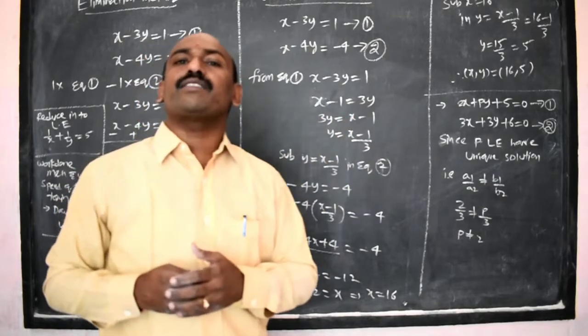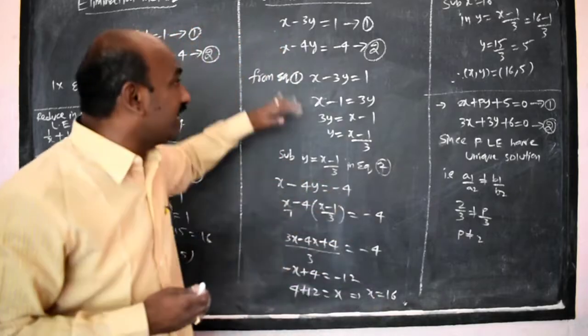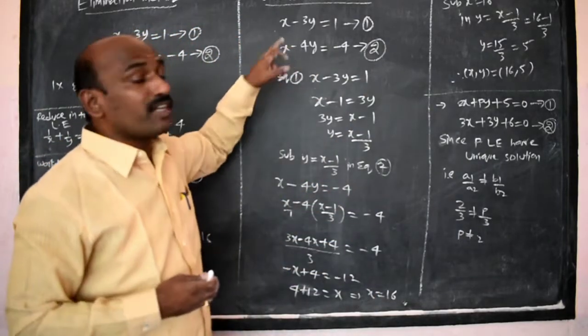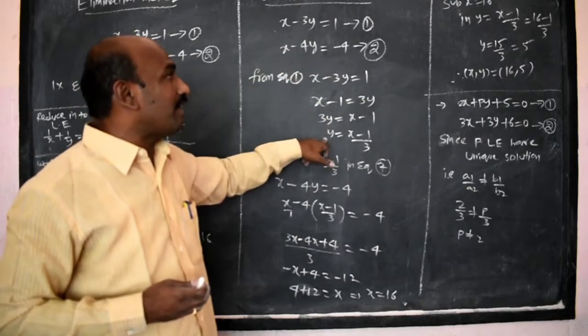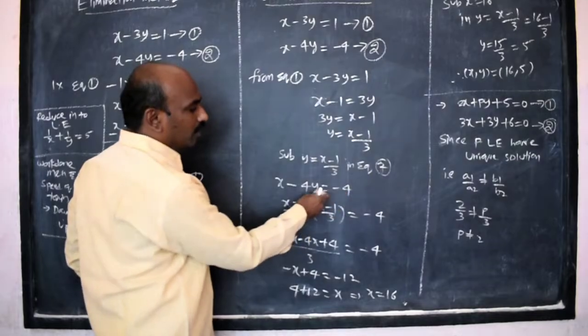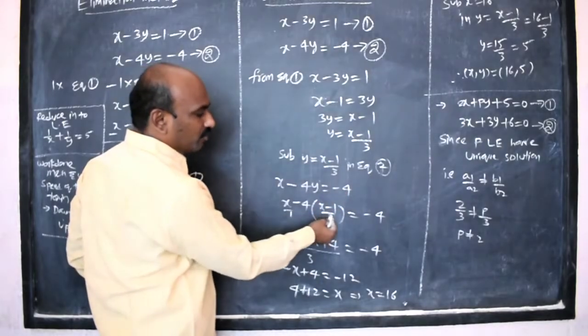This y equal to (x minus 1)/3 is substituted in the second equation. Why? Because this came from the first equation, so we do not substitute it again in the first. Substitute this y value in the second equation, you will get x minus 4y equal to minus 4. In the place of y you will write (x minus 1)/3.